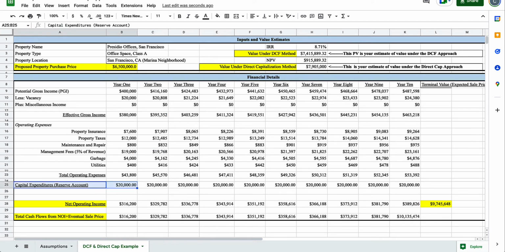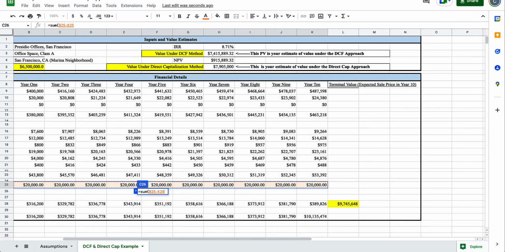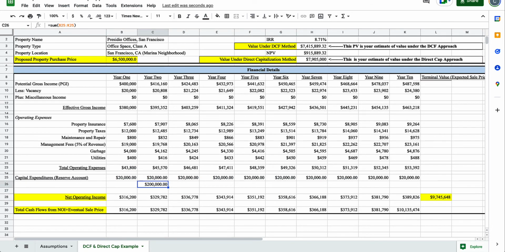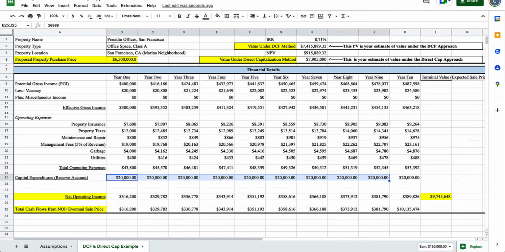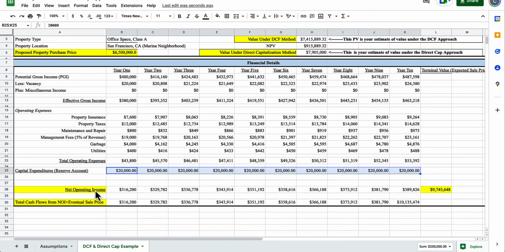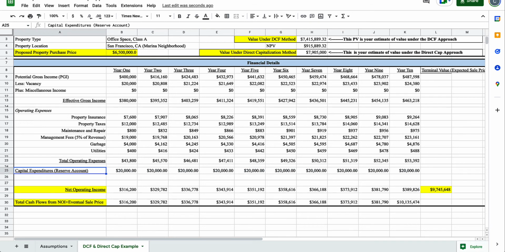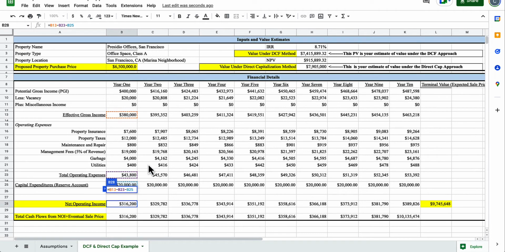And then after operating expenses come capital expenditures, like replacement of a roof, something like that. In this case, there's some money over the next 10 years set aside for capital expenditures, 200K, and we just leveled it equivalently into $20,000 a year. So that's money that needs to be set aside for major capital replacements over the next 10 years. We take effective gross income, subtract out operating expenses, and then subtract out capital expenditures each year. That's our NOI for each year.